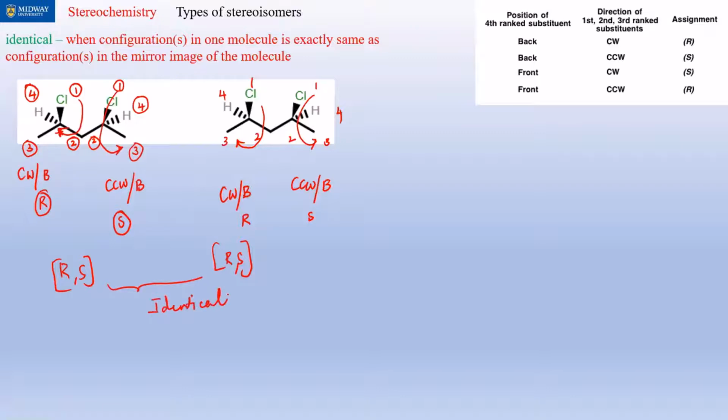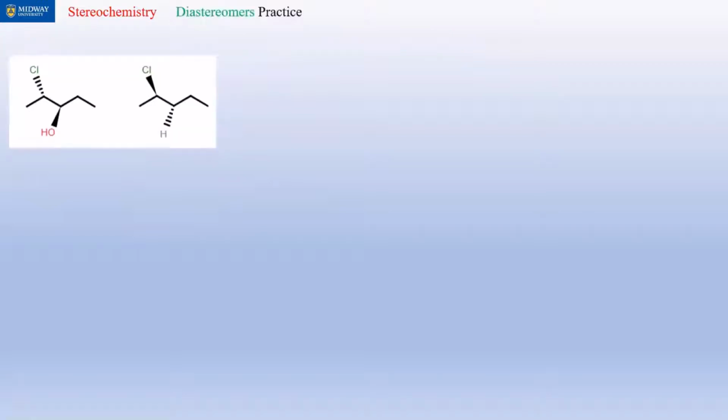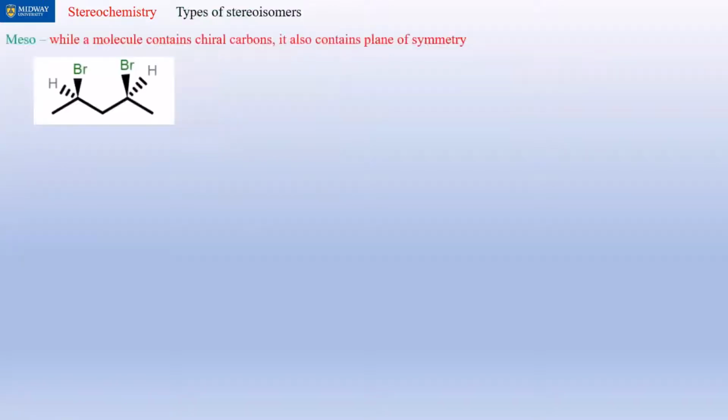Okay, and here are the examples for diastereomers. And the last one I want to talk about is Meso. So let me go back. These are the practice problems for diastereomers. You can do this as part of the end of this video. All right, the last one is Meso.